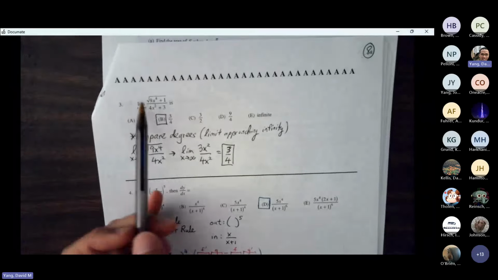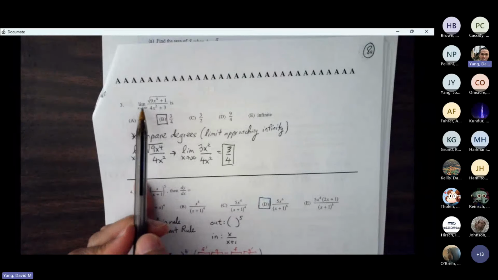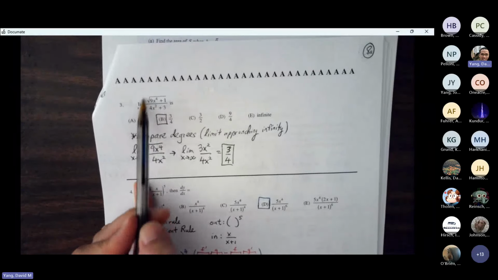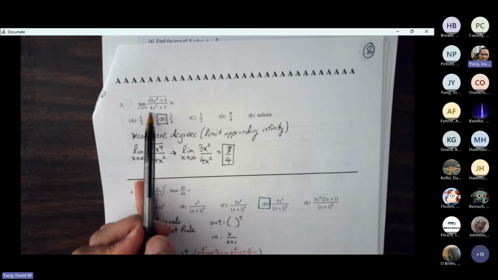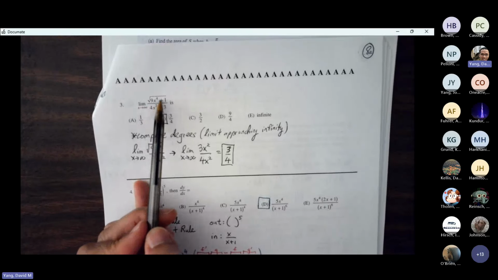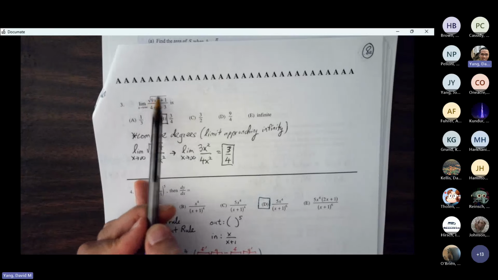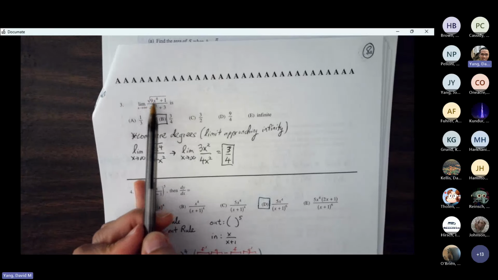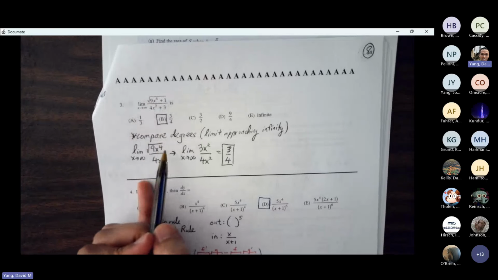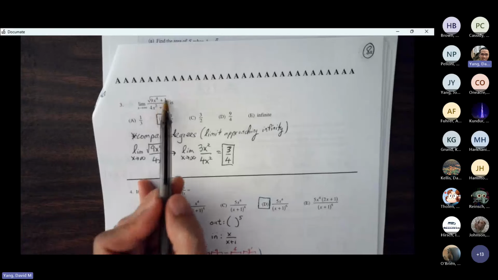Number 3, if I see a limit approaching infinity, I know I don't plug in a real number here. I'm comparing degrees. But if I'm comparing degrees here, it looks like the degree in the numerator is higher than my denominator. But if you look, it's under the square root. So this is really x squared, because the square root of x to the 4th is x squared. But this 9 is also getting impacted.